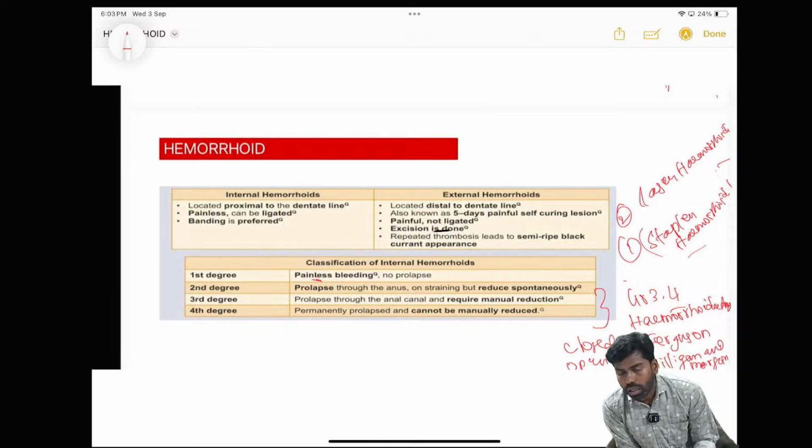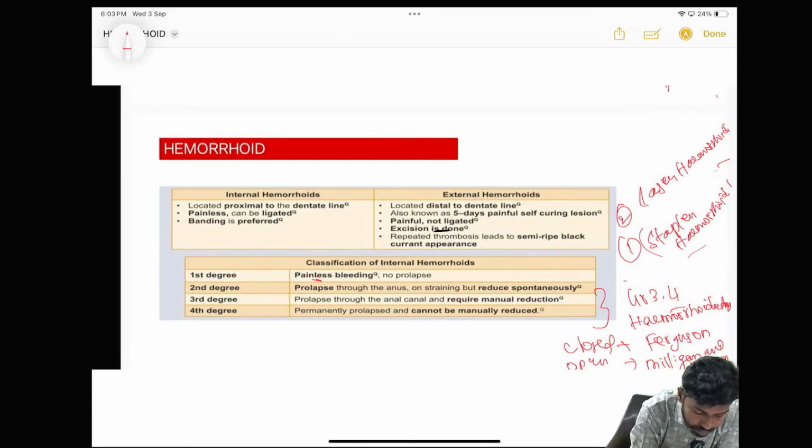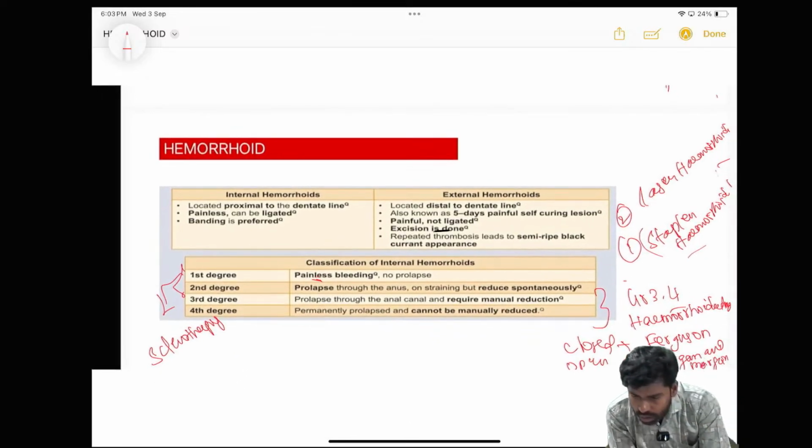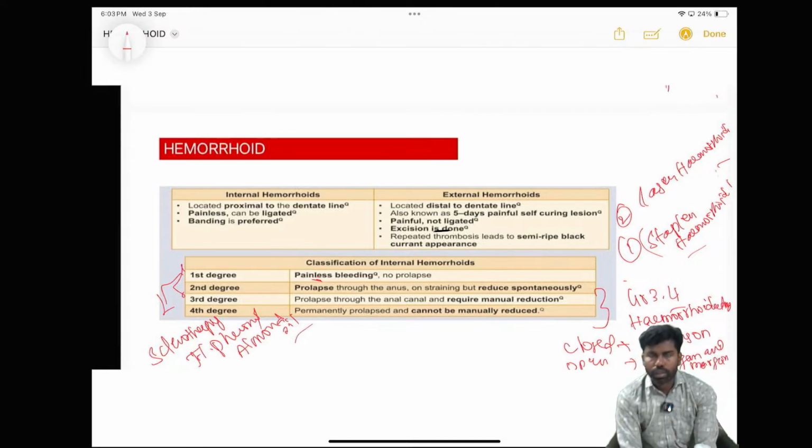Also, if it is first degree and second degree, and the patient is only bleeding and going towards anemia, at that time we are not doing surgery. At that time we use sclerosing agents. That is called sclerotherapy. For grades 1 and 2, we can go for sclerotherapy. What sclerotherapy agent will you use? That is 5% phenol or almond oil. You can use 5% phenol or almond oil.